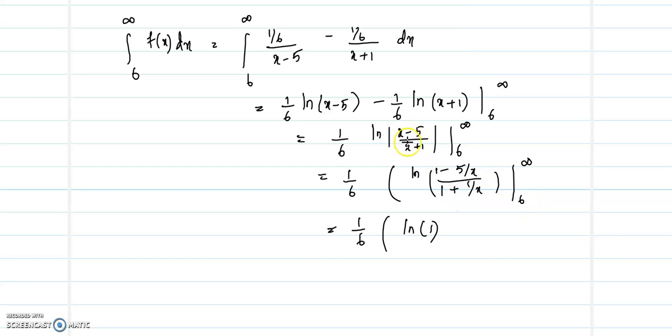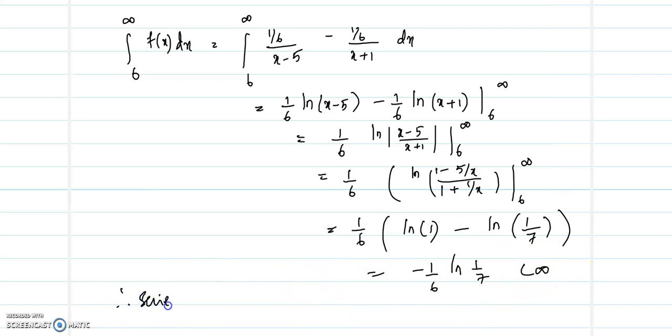And at 6, we have log (6 minus 5) by (6 plus 1). So 6 minus 5 is 1, so 1 by 7 will come. So log 1 is 0, we'll get minus 1 by 6 log 1 by 7. So this is finite, so it is less than infinity. Therefore by integral test the series converges.